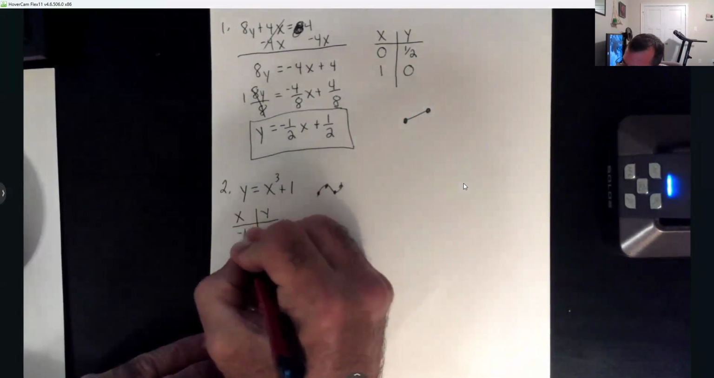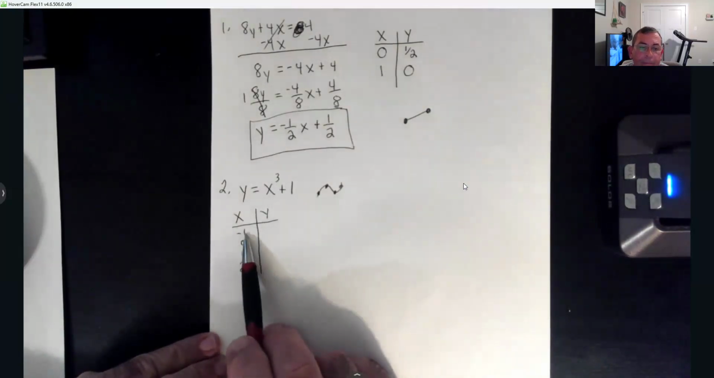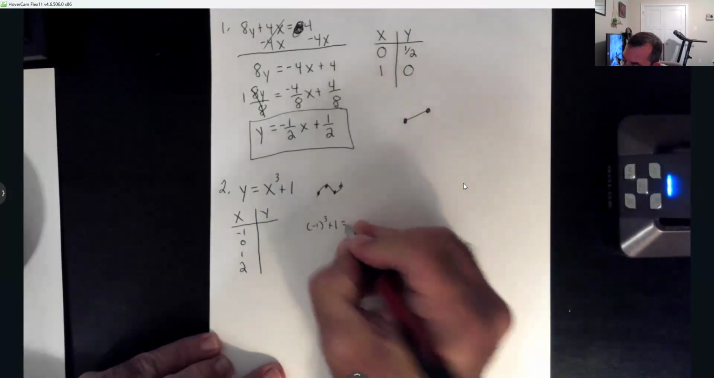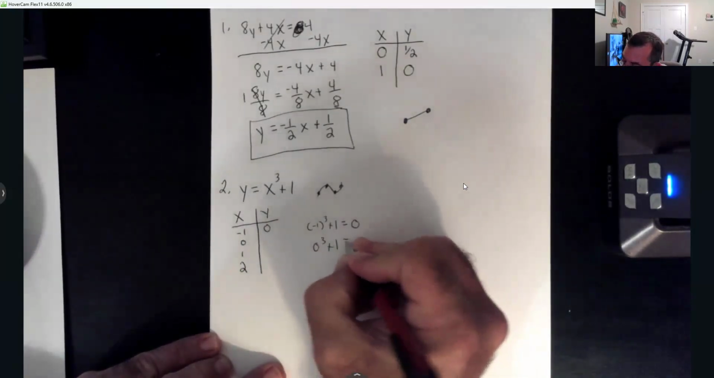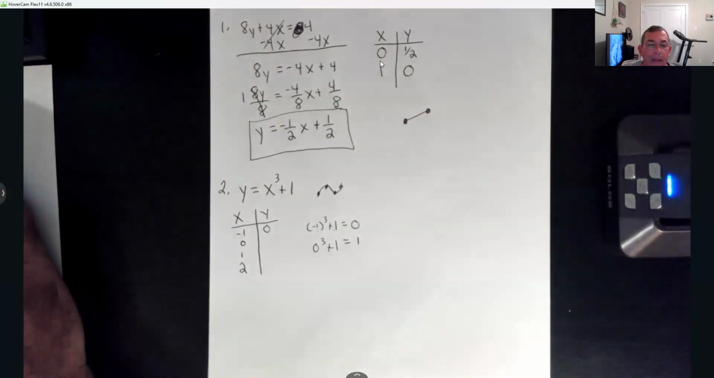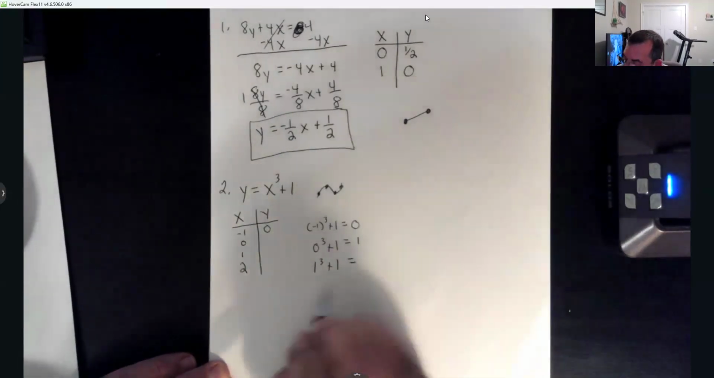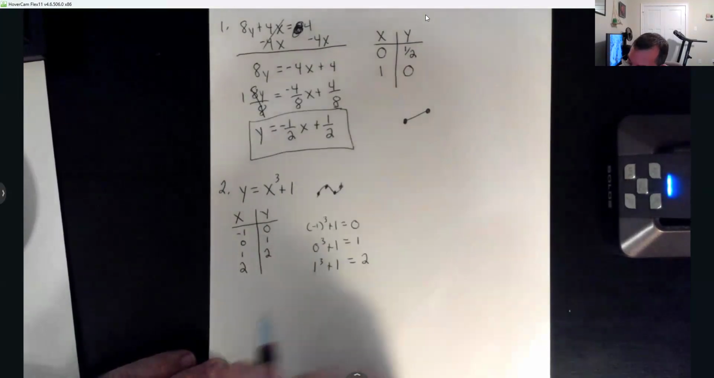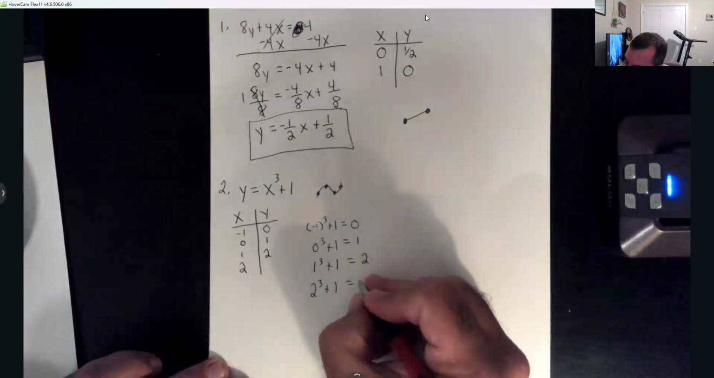My numbers, I'm going to pick -1, 0, 1, and 2, so I can keep my numbers really small. You cube these numbers and then add 1. So -1 cubed plus 1 equals -1 plus 1, which is 0. 0 cubed plus 1 is 0 plus 1, which is 1. Next, I had a 1 for the x, so that's 1 cubed plus 1. 1 times 1 times 1 is 1, plus 1 gives us 2. Then I cube the 2 and add 1: 2 times 2 times 2 is 8, plus 1 gives me a 9.